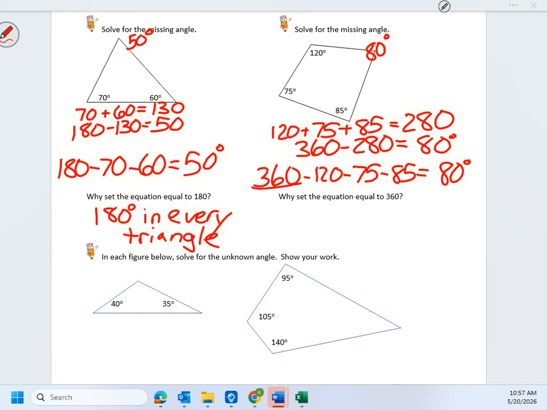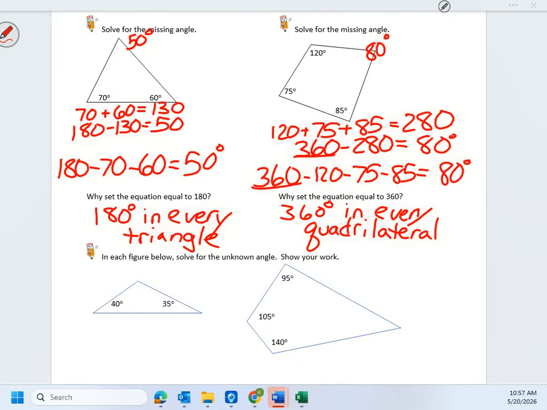Why was that our big number that we used? Joe? Because if you cut any quadrilateral in half, you get two triangles. So there's 360 degrees in every quadrilateral, which is the same thing you were just saying, just putting it a little simpler. Right? 180 degrees in every triangle, 360 degrees in every quadrilateral.